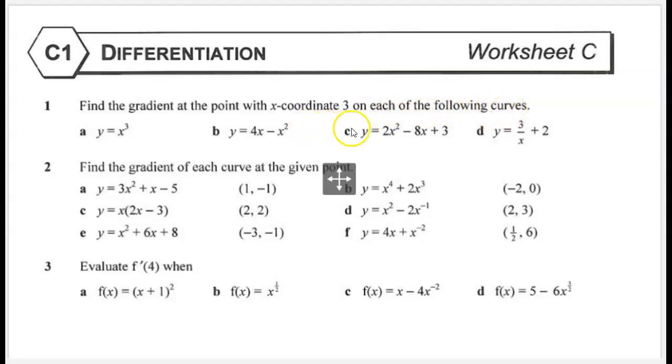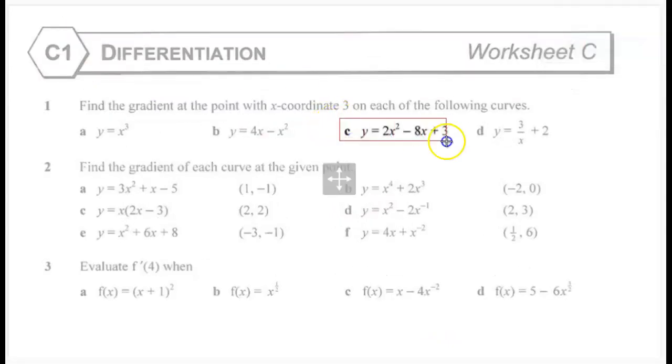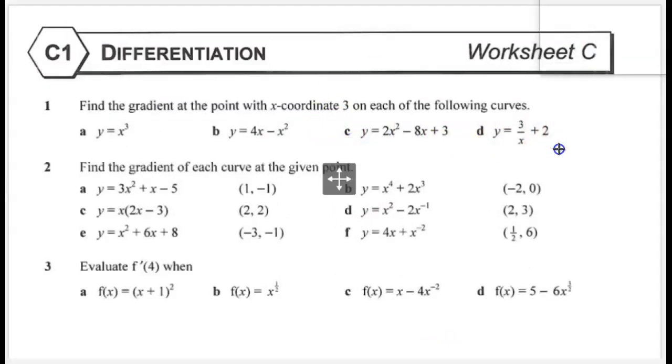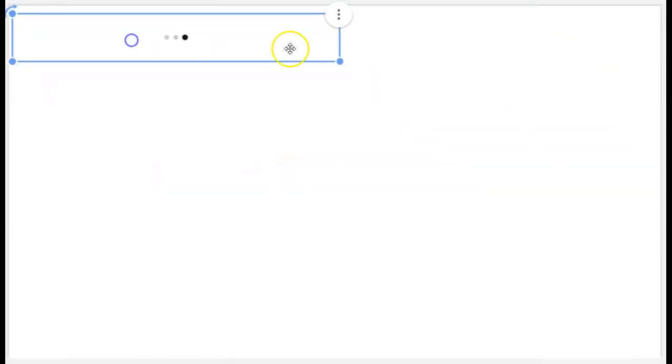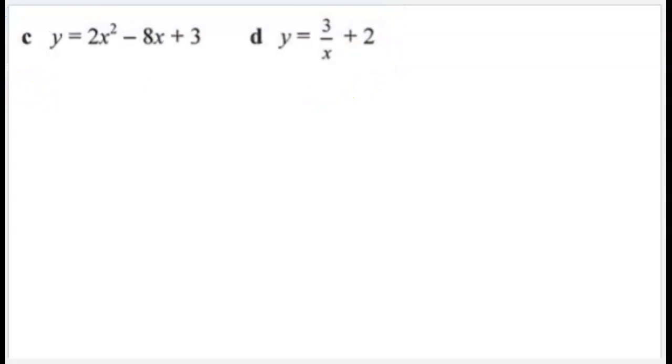So I'm just going to pick C and D. I will try to do C and D, and then we move forward. Let's have a look at these two on the next slide. Let's have a look at this one.